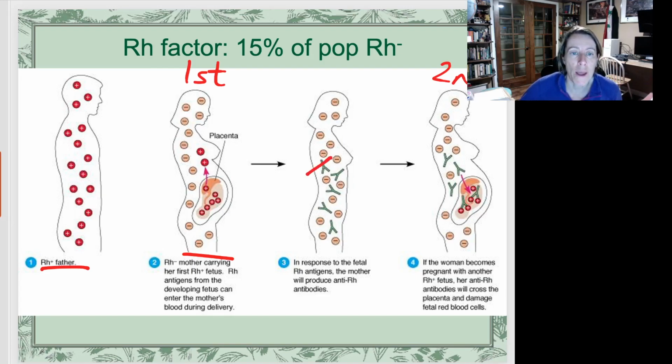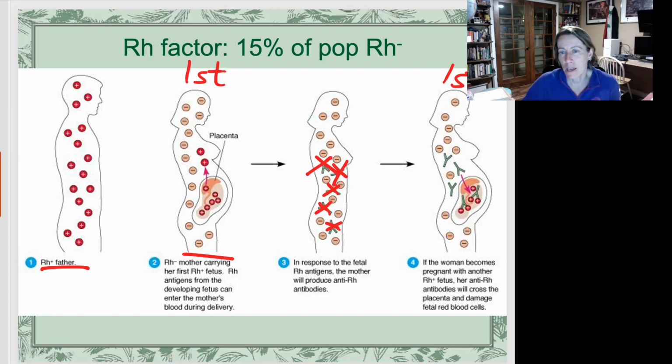And what RhoGAM does is it wipes out these antibodies in the mother. So it's kind of wiping out the memory of the immune system for the rhesus protein, so that the second pregnancy looks just like the first pregnancy all over again, where there's no remembering what red blood cells look like to attack, no remembering what rhesus protein looks like. So it's kind of like resetting the mother's immune system to how it was in the first pregnancy.